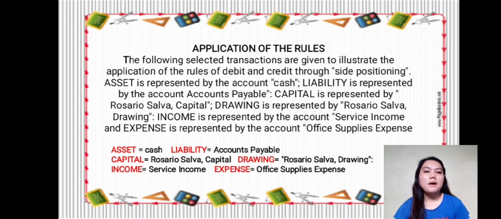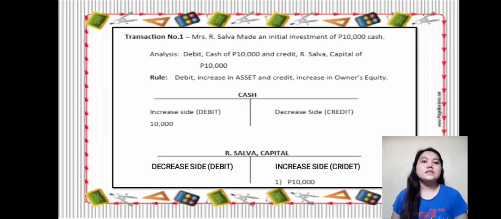So, expenses like rent are deducted from assets. This is the transaction of Mrs. Salva, where Mrs. Salva made an initial investment of 10,000 cash. The analysis is debit cash of 10,000 and credit Mrs. Salva, capital, of 10,000. The rule is debit increase in asset and credit increase in owner's equity.